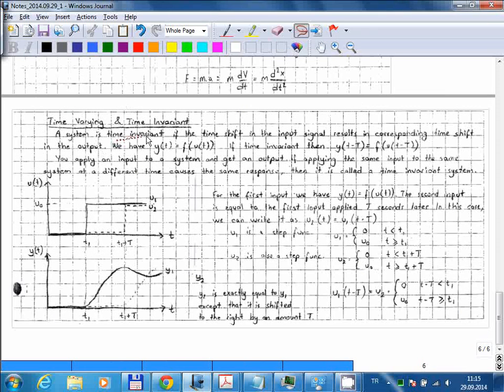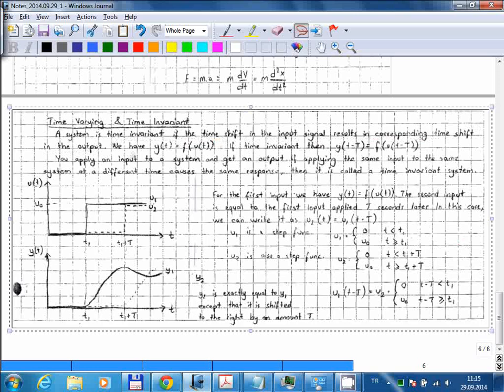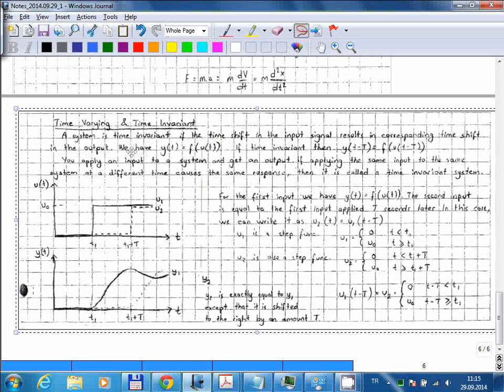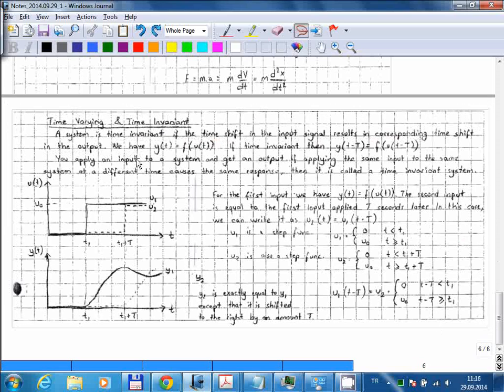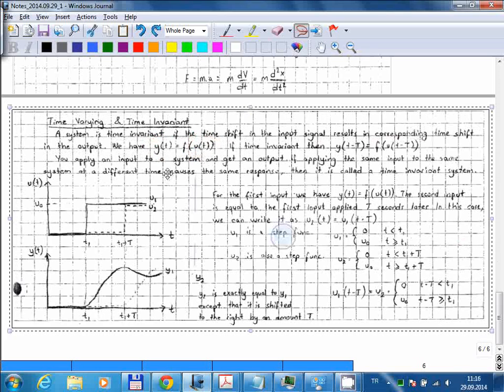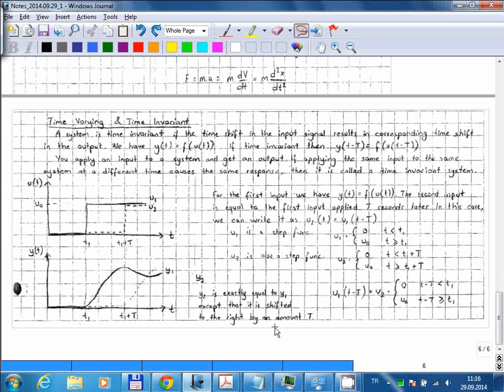A system is time invariant if the time shift in the input signal results in a corresponding time shift in the output. Mathematically you can show it like this. By the way, the notes are not very clear, but hopefully you can read it. So we have an input signal, U, as a function of time, and this creates an output which is another function of time. If a system is time invariant, then this should be true.